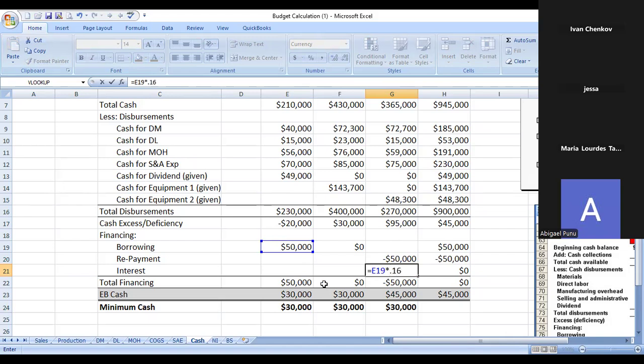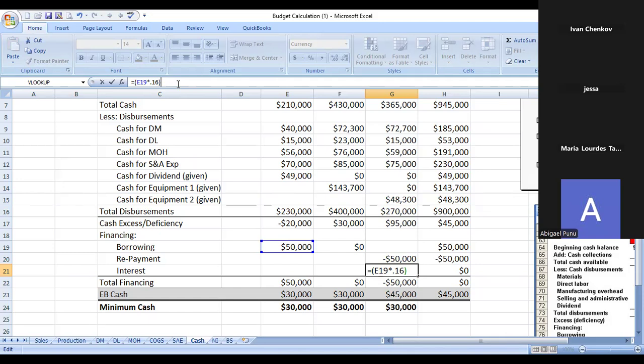0.16. But that will be the annual interest, right? If you do this, that will be our annual interest. We're paying the interest only for 3 months. So what are we going to do now? If it's annual, we have to bring it to the 3 months only.